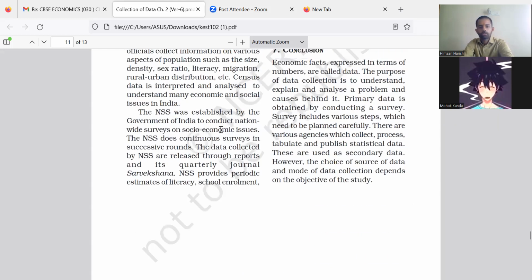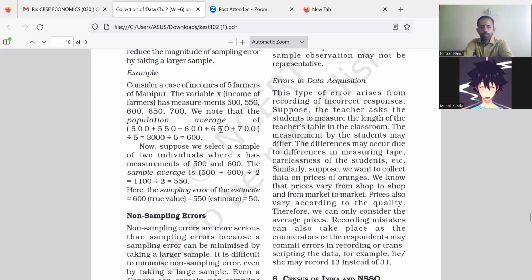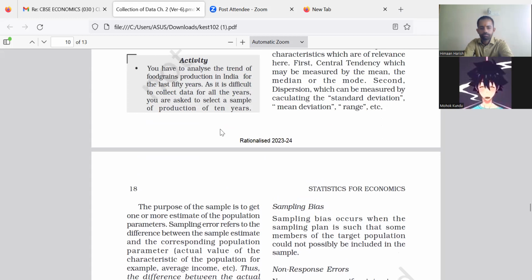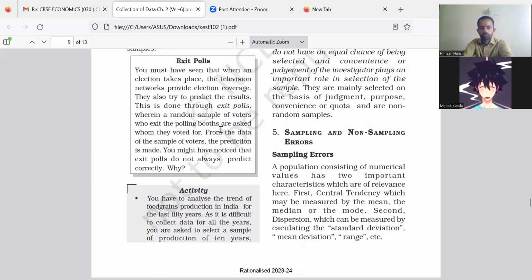So, can we just elaborate on sampling error? When the exit polls can't properly predict that.